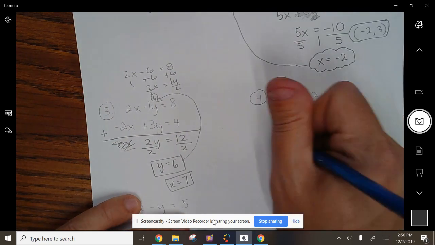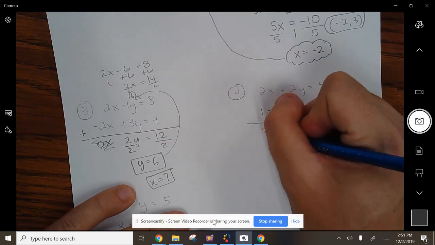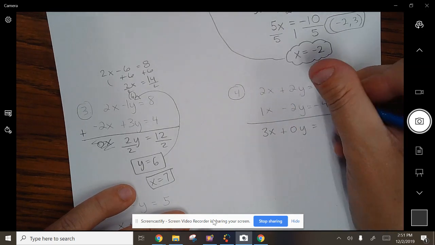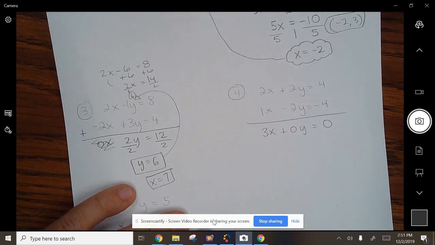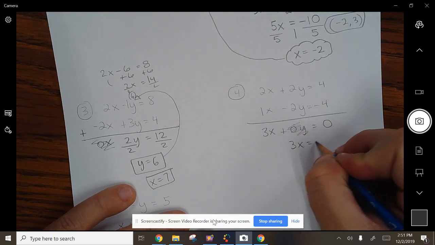All right, number 4. Let's keep going. So add down. There's a 1 there, right? So I have 3x plus 0y equals 4 minus 4, 0. So what got eliminated? So now I have 3x equals 0.